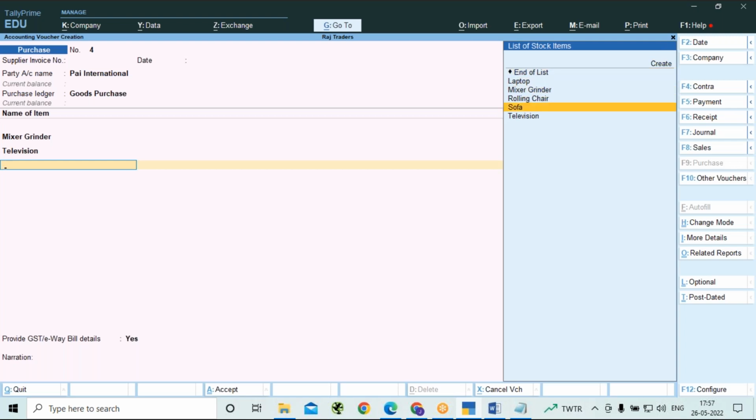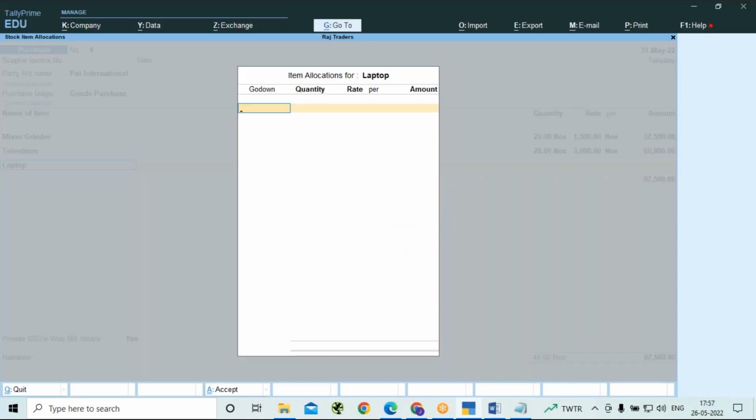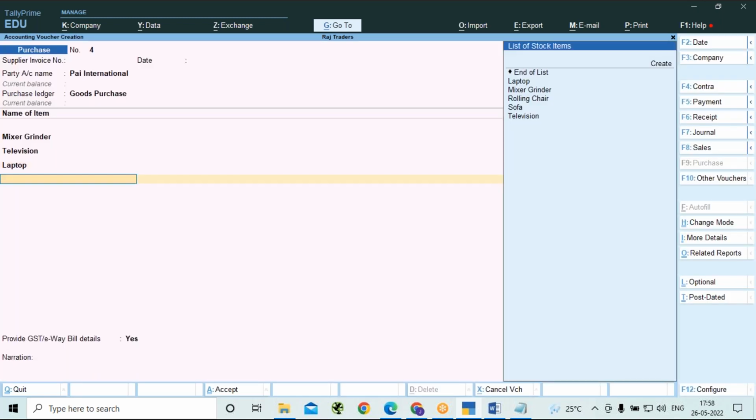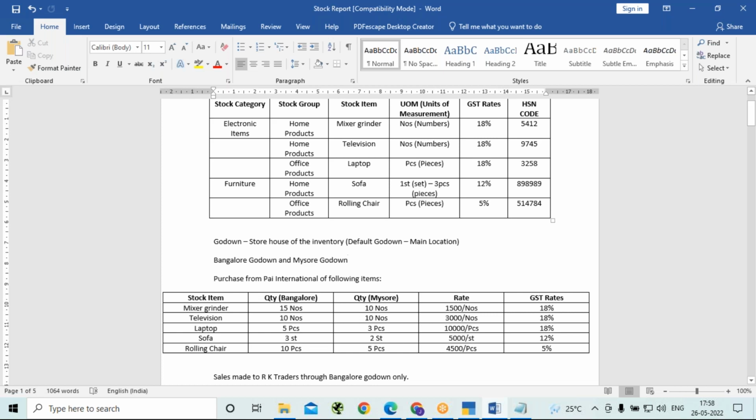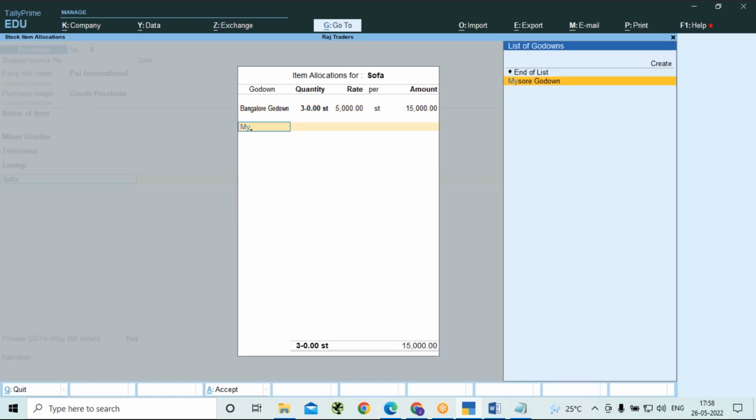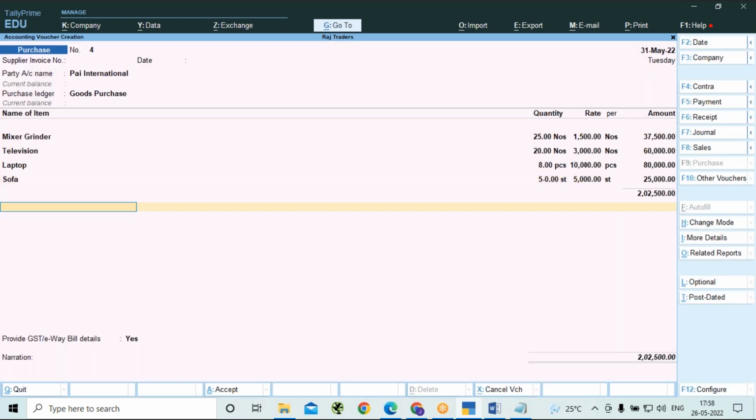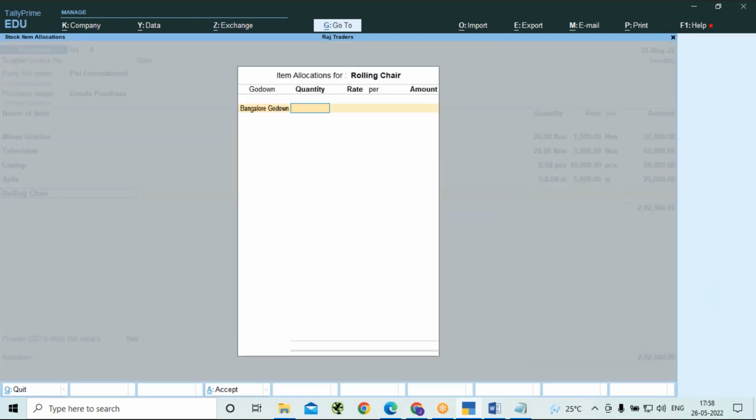One more item: laptop. 5 and 3, 10,000. Five for Bangalore, which is 10,000 each, and for Mysore, 3, it is 10,000 each. So far, Bangalore, 3 and 2, 5,000. One more item is rolling chair, Bangalore. That is 10 and 5, 4,500.